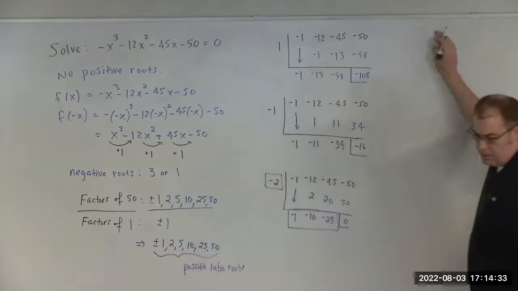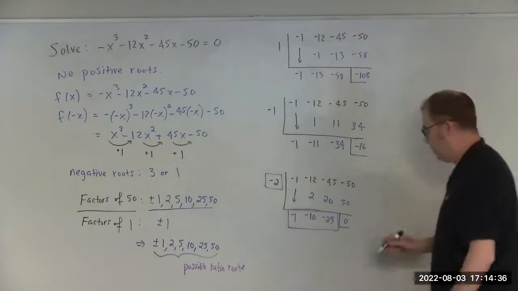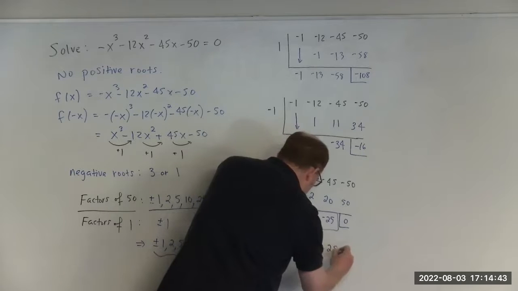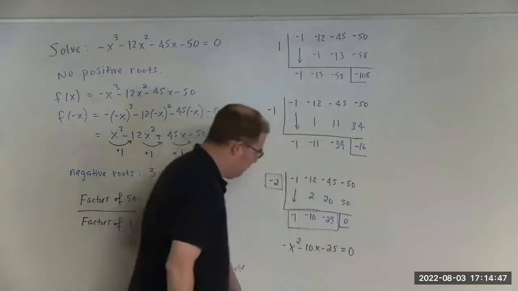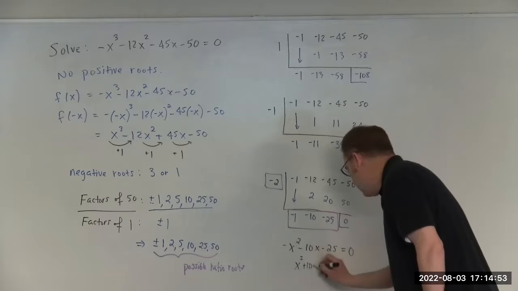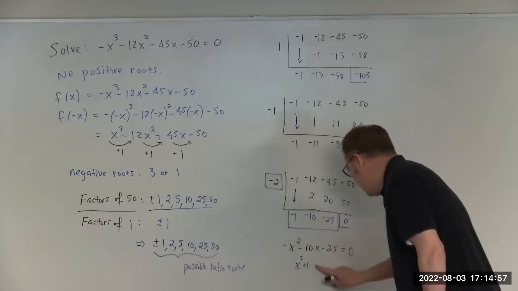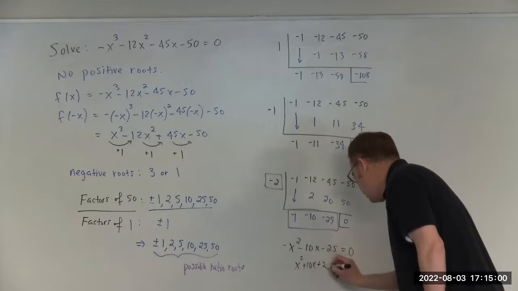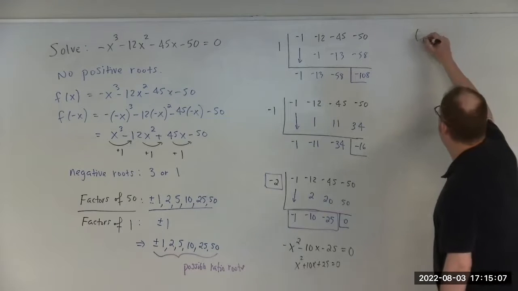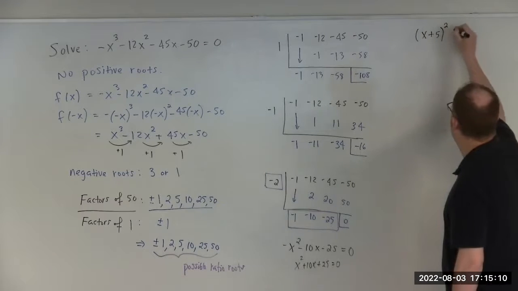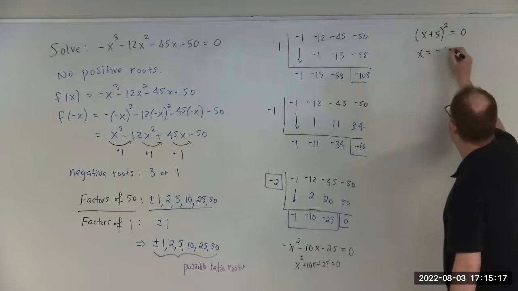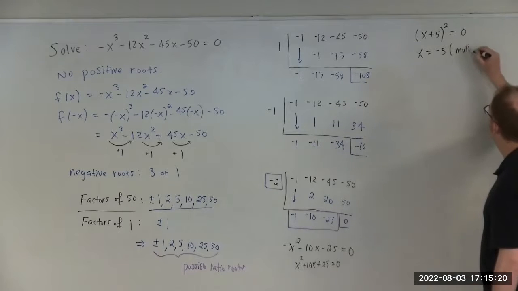So I'll write that over here, underneath. This is going to be minus x squared minus 10x minus 25. And we want to find the roots for that. This is the same thing as solving for x squared plus 10x plus 25. And this turns out to be factorable. So this turns out to be x plus 5 squared, or x plus 5 times x plus 5. And so that means we have x equals negative 5 with multiplicity of 2.